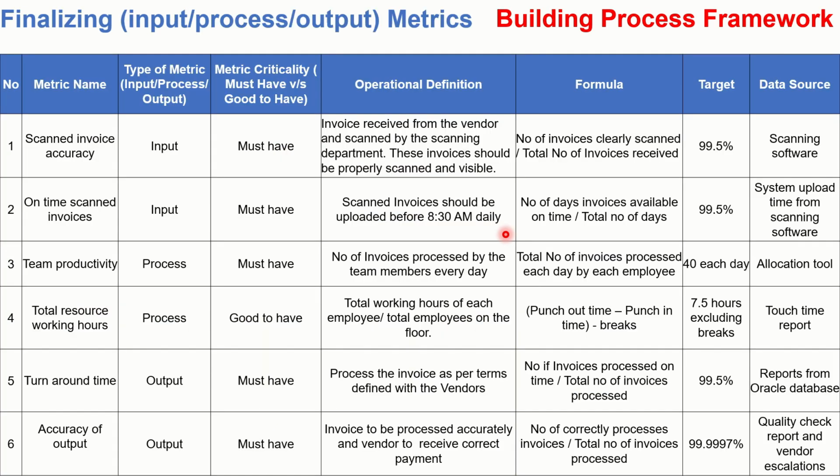Next is to finalize the input, process and output matrix. What is the input that is coming in? The input should be correct and it should be on time. The process should be fully productive. So there should be some process metrics, and there are metrics which the end customers will like, which are called the output metrics, like turnaround time and accuracy of the output. So this is how input, process and output metrics are defined in the project. I have a separate video on this.